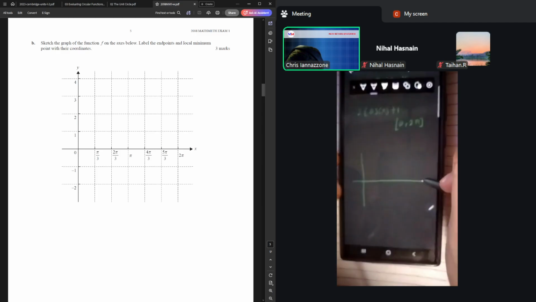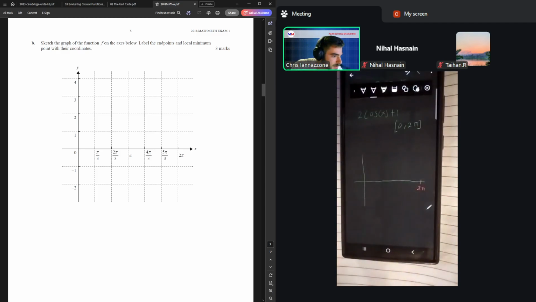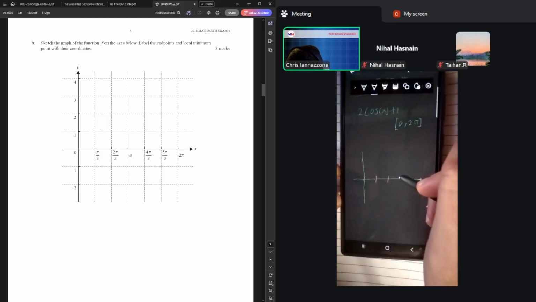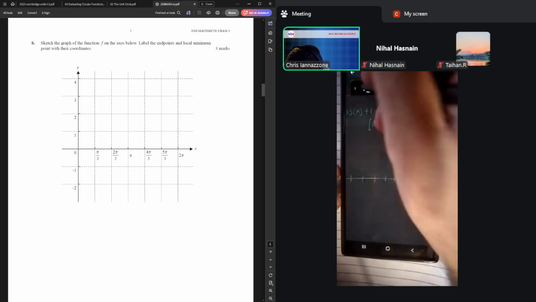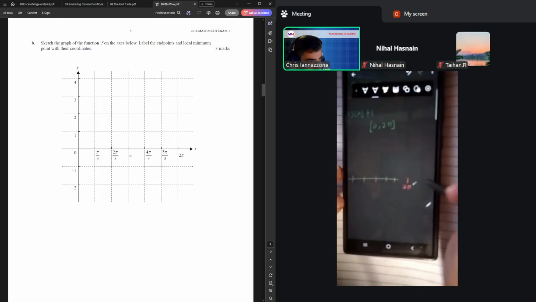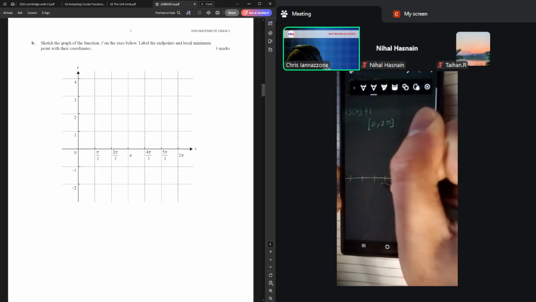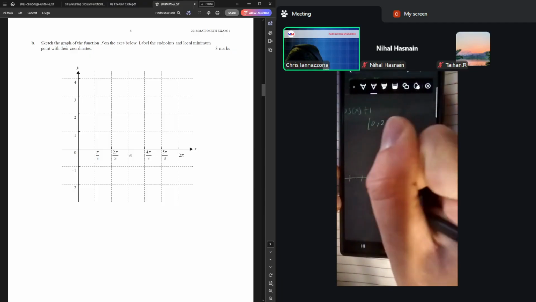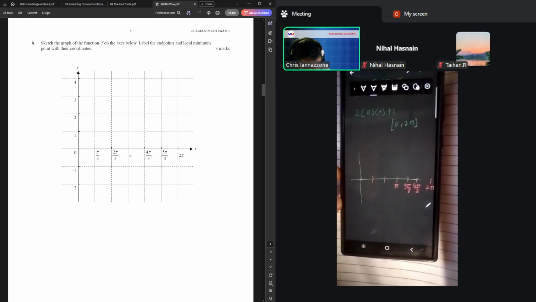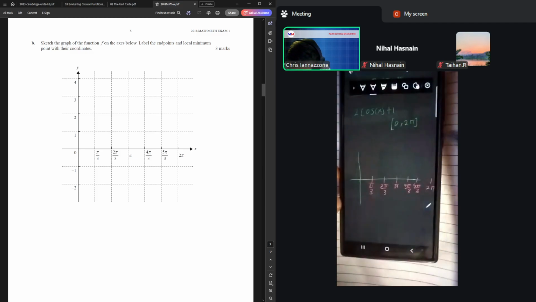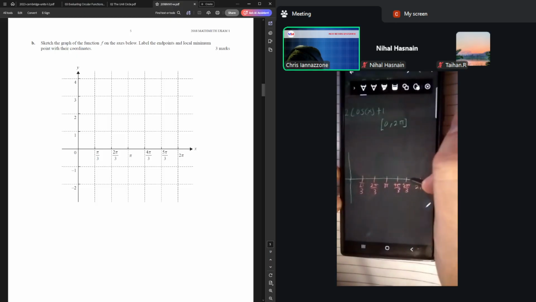So what they actually had was 2 pi. How many ticks are there? 1, 2, 3, 4, 5, 6, 7. 1, 2, 3, 4, 5, 6, 7. So 2 pi, 5 pi over 3, 4 pi over 3, pi, 2 pi over 3, pi over 3, and the 0. Cool.